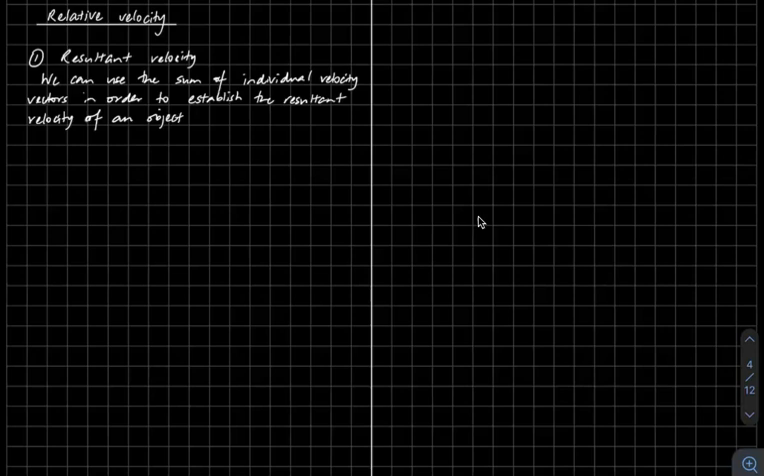Alright, and we'll use the language of relative velocity. So let's take another sort of example. This might be one that you've actually experienced, and that is where a person's swimming.